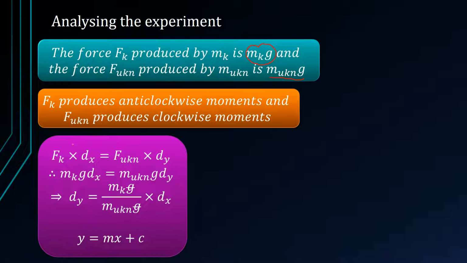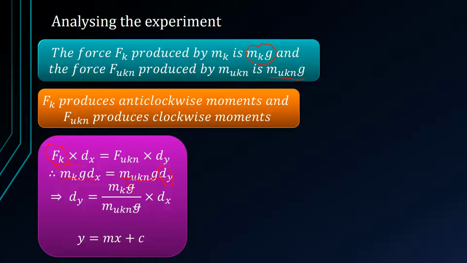Remember, the total anticlockwise moments is supposed to be equal to the total clockwise moments since they are balanced. So that means Fk times dx is equal to Fukn times dy. Therefore, if we replace the forces with what we had earlier, we have Mk g multiplied by dx equals Mukn g multiplied by dy as the new equation. Now we make dy the subject of the formula since it's the responding variable, and we get dy equals Mk g over Mukn g multiplied by dx.